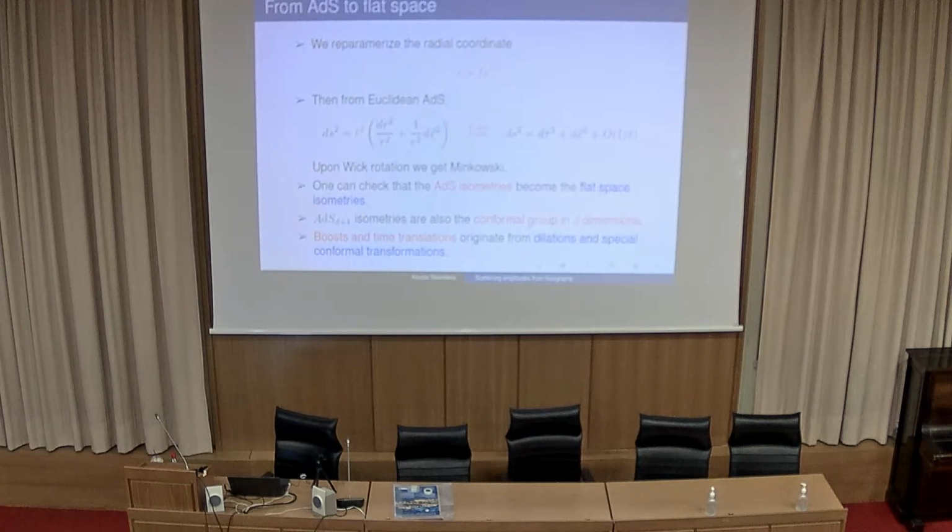And then one can also check that you can start from the isometries of AdS, and in this limit they exactly become the isometries of flat space. If you want a little bit of intuition about how the isometries emerge, recall that in AdS, the AdS isometries are the same thing as the conformal group in the boundary dimensions. Once you're in flat space, you can do time translations, and you can also have boosts that mix the two. All this emerges from dilatations and spatial conformal transformations.